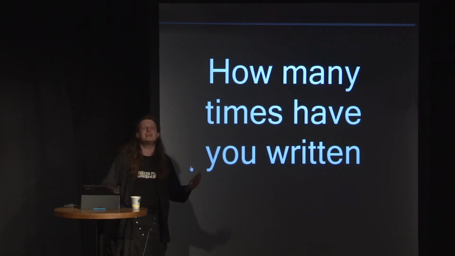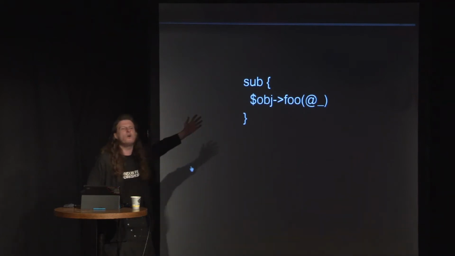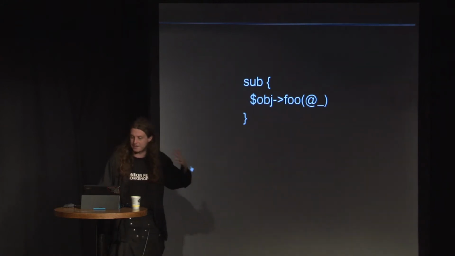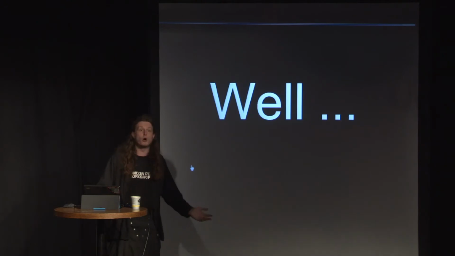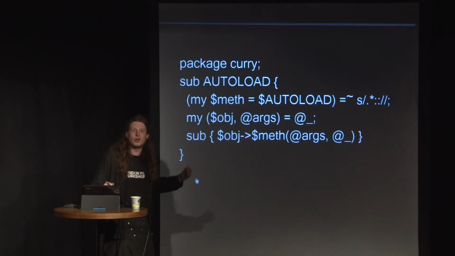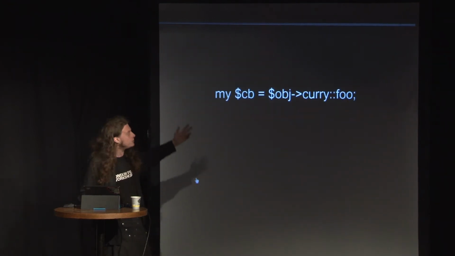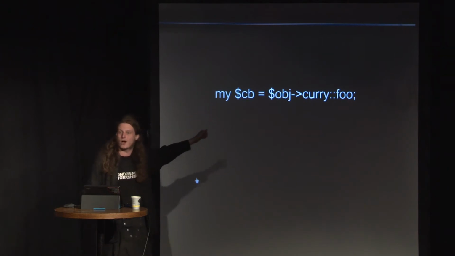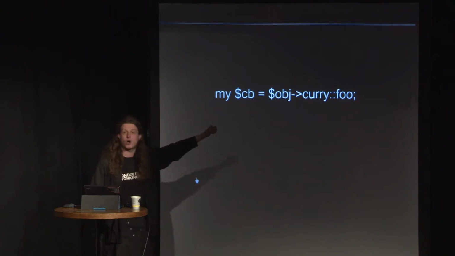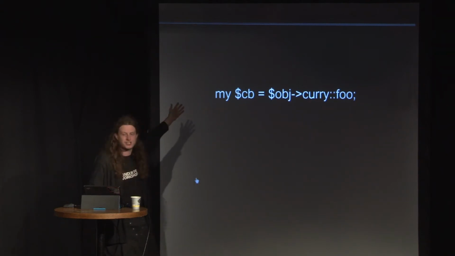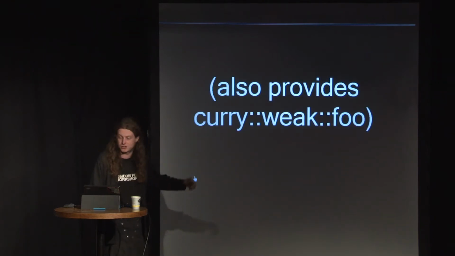So, curry.pm. How many times have you written that sort of callback code ref? All the time, especially if you're doing asynchronous stuff. Or, you know, pass some arguments as well as that underscore. So I got bored and decided to automate it. What you do is you write an auto-loading package curry that makes the closure, and then you can just get a callback from $obj->curry::foo. Because curry:: sends it to that package, the foo hits the auto-load, that grabs the method name, presto, one subroutine to call. And you can pass arguments and it curries those in as well.